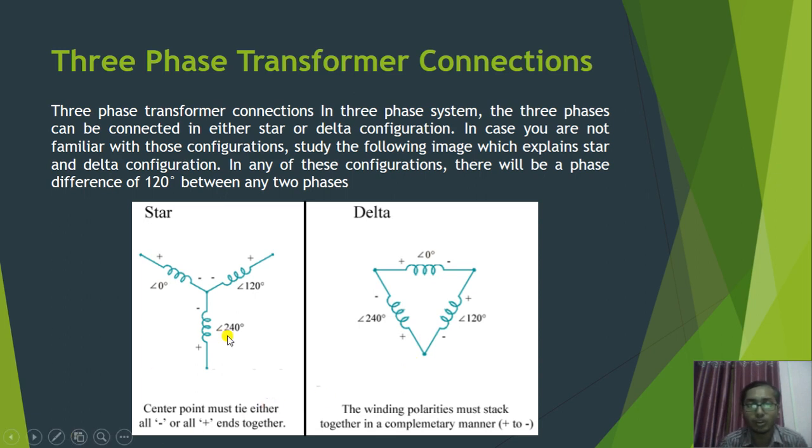So as we all know, there are two types of connections possible for a transformer. One is star connection, another one is delta connection. Okay, in star connection, suppose this is one coil of a winding, this is another coil of a winding, and this is another winding.